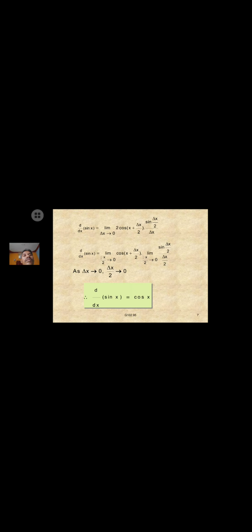we have now finally d by dx of sine x equals to cos x, because here the first term, in the product of the cos and sine, we substituted cos x, and the next, the sine, is in the standard form, so that is 1. So 1 into cos x, or cos x into 1 equals to cos x. So this we can take as a formula.